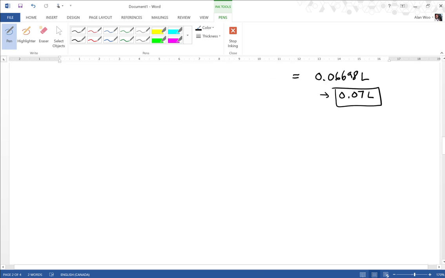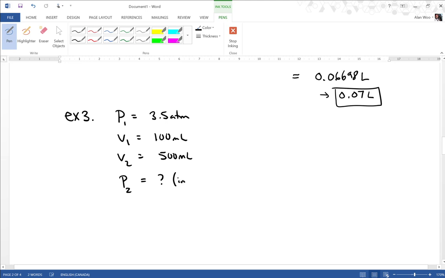I kind of mentioned before that there is another unit. If you haven't finished writing everything, you can just pause it and let yourself catch up. But for example 3, if I have 3.5 ATM, let's say V1 is 100 milliliters and V2 is 500 milliliters, and I want to know what P2 is in something called millimeters of mercury, which is another unit for pressure.